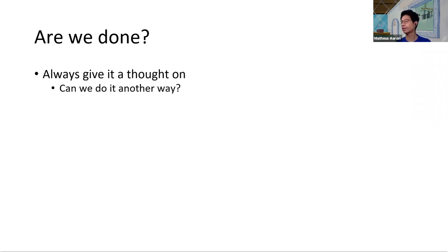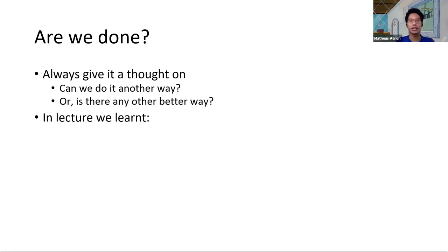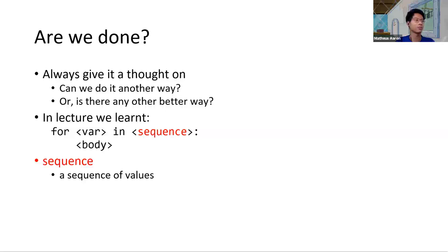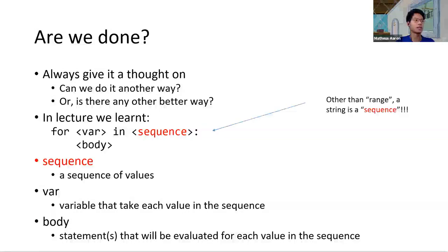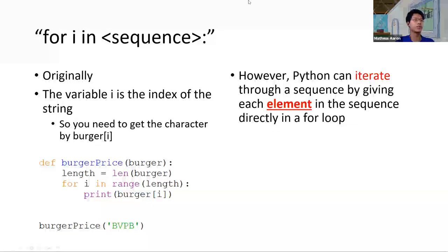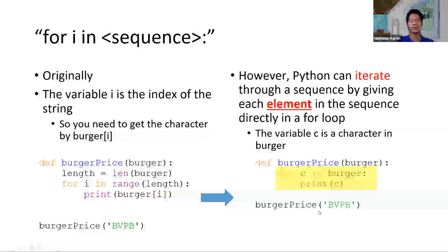When we do coding, we should always think, can we do it in another way? Or is there another better way? So in lecture, we learned about this. For example, what Nicholas raised earlier is that we improve the way we write sequences. Instead of this, we can actually write it in this way. That's one way that we learn to improve.